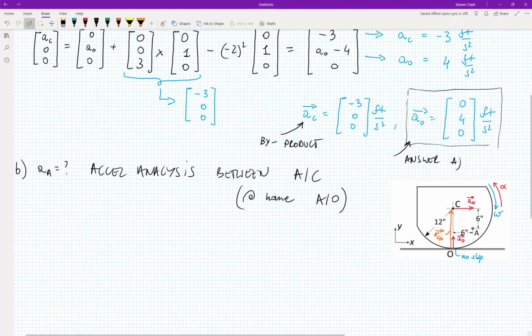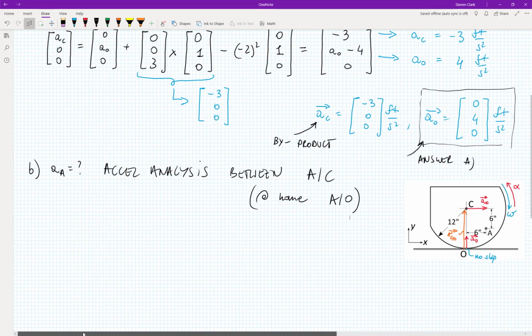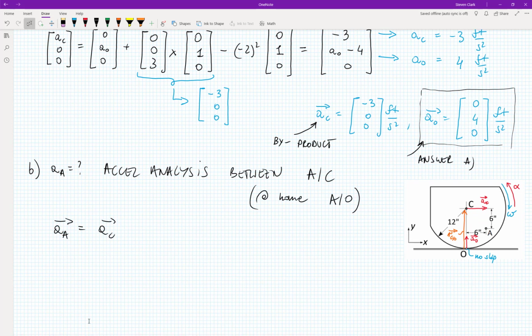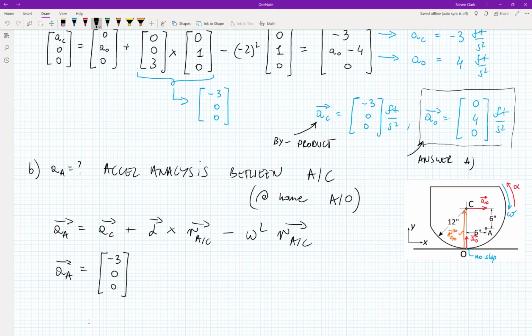So I can write AA is equal to AC plus alpha times RAC minus omega squared RAC. Okay, and AA is not known, but AC is known. AC is equal to -3, 0, 0. We just found it. Plus 0, 0, 3 times this vector, and this vector is not here.